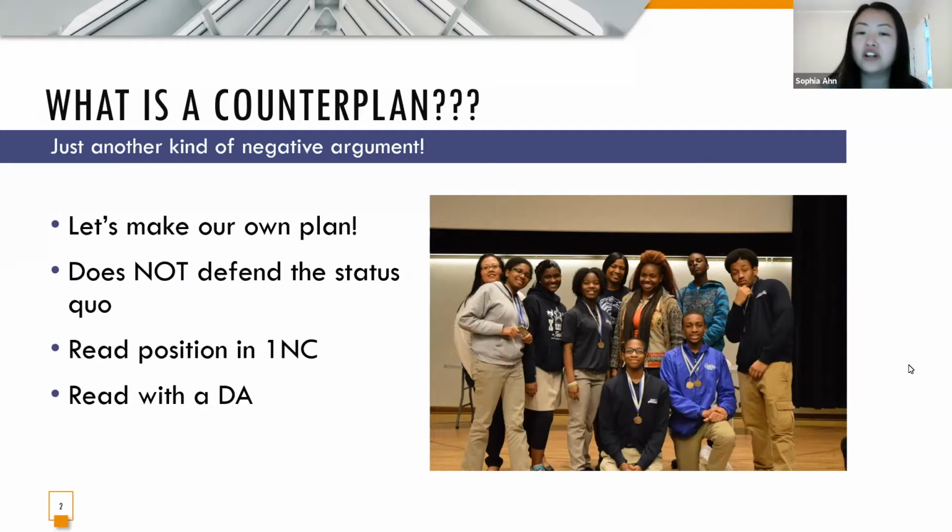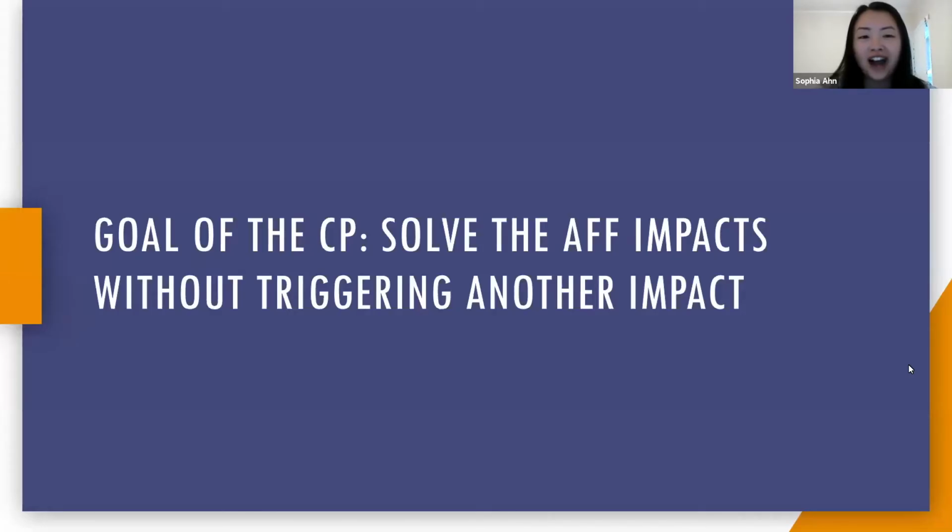But keep in mind that you're going to be reading your counterplan and introducing it in the 1NC, just like you would for reading a disadvantage or a critique. And the other thing you want to keep in mind is that when you read a counterplan, you always want to read a disadvantage to it. That's super important. Ideally, the goal of the counterplan is that you want to be able to solve for the AF's impacts, the thing that affirmative says is going to happen if they don't do the plan. So you want to solve for that without causing any other impacts. And that's where your disadvantage comes in and is super important.